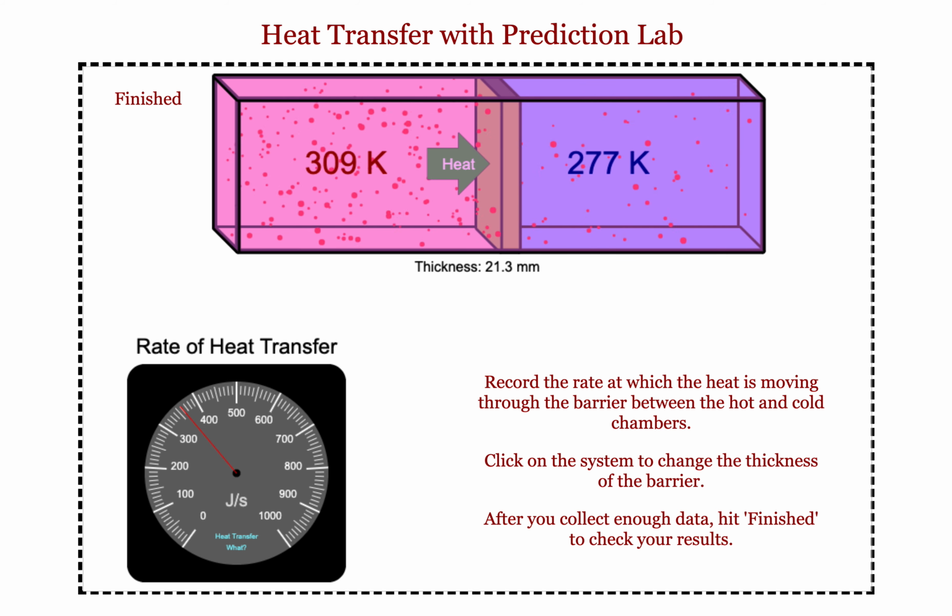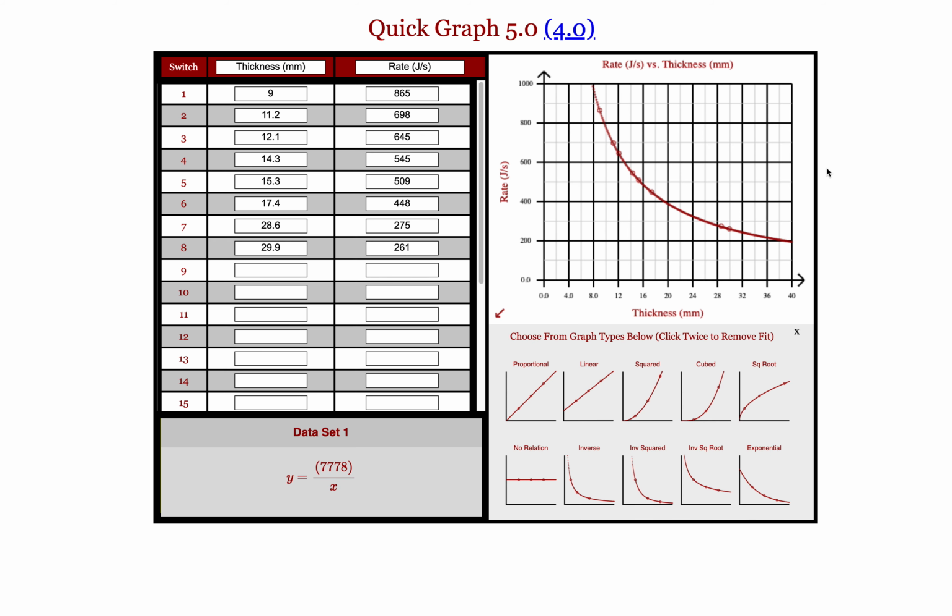Once they collect all their data, they should graph it with thickness in millimeters on the X. It's important that they work in millimeters so that they match with what the program is going to ask them to input. And they should put the rate of heat transfer on the Y. They should get an inverse graph that says the rate of heat transfer equals some graph constant divided by the thickness.